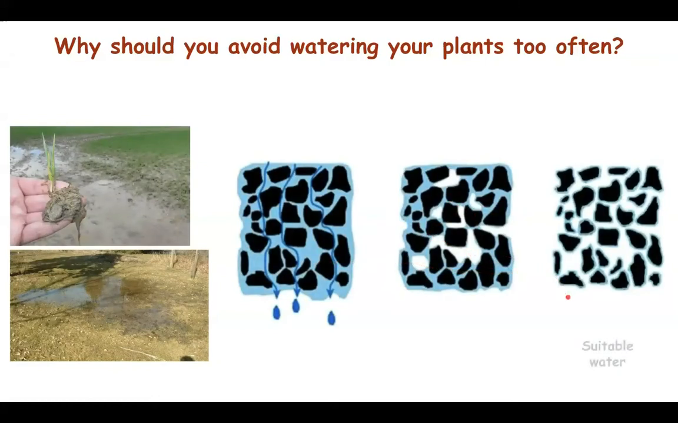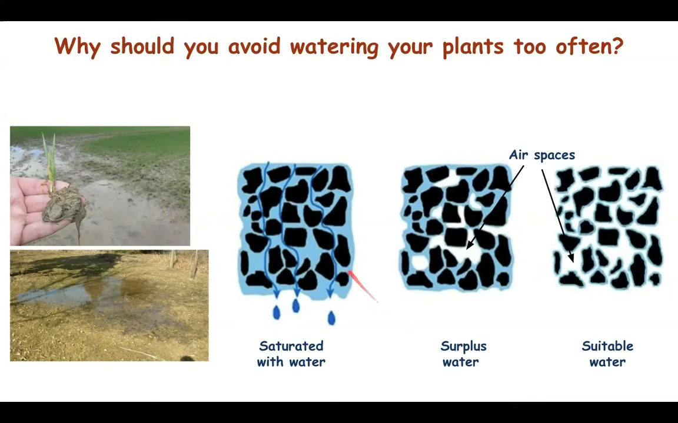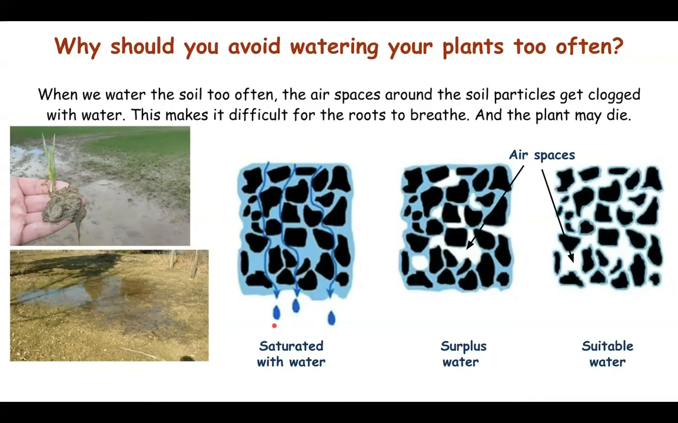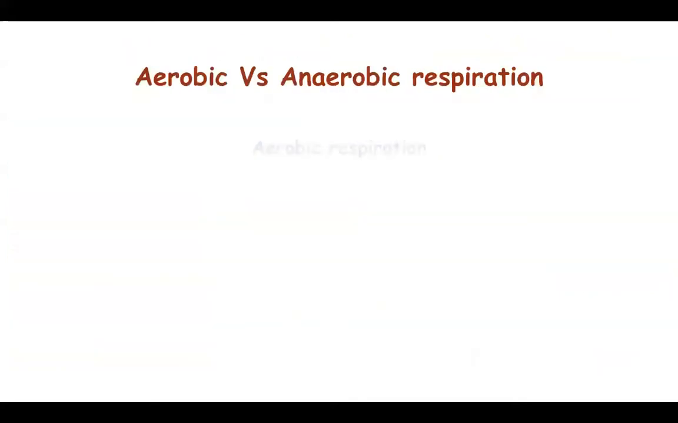the suitable water is that which is present just around the soil particles. But when it fills these air spaces, that water becomes surplus. And when the air spaces are completely filled with water, there is no air for the roots to breathe. We say that the soil is saturated with water. This kind of water saturated soil is not needed for a plant to grow. The roots will be unable to breathe in such soil and the plants may die. So we should avoid overwatering our plants.